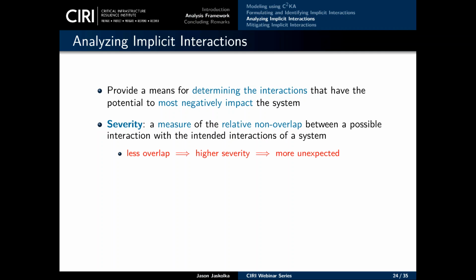And what this tells us is that there's a lot more going on under the hood of our system than we maybe initially thought. So this now gives us a way to start ranking these implicit interactions in terms of which ones might be the most unexpected and the ones that we might want to deal with first.